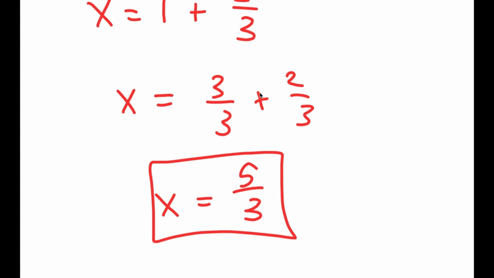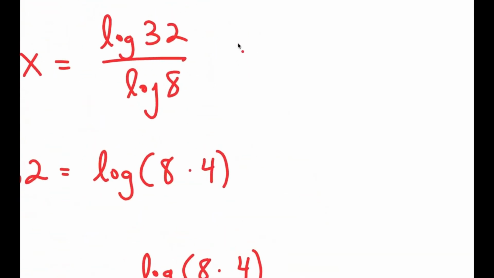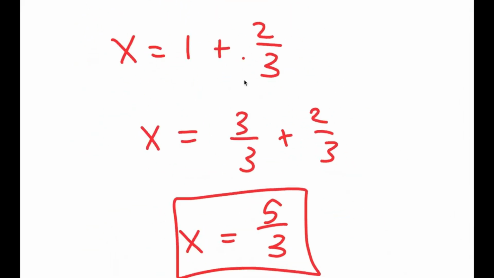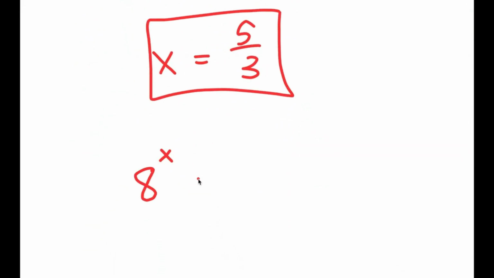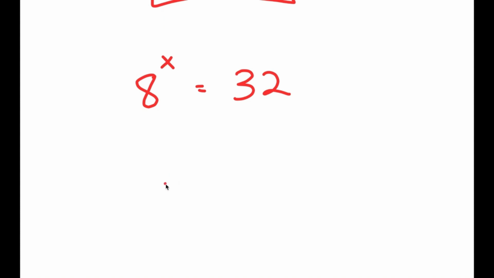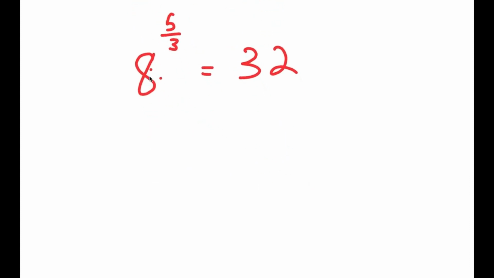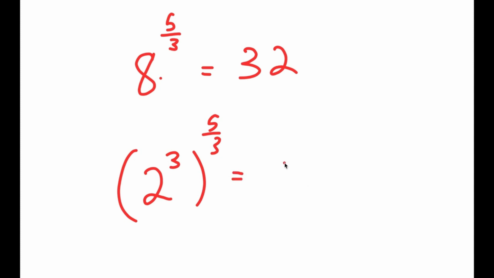Now, how do we know that this is the right answer? So, going back, we have 8 to the power of x equals 32, and we're plugging in 5 over 3. So we get 8 to the power of 5 over 3 is equal to 32. Now, 8 is the same thing as 2 to the power of 3. So I get 2 to the power of 3 to the power of 5 over 3 is equal to 32, and 32 is the same thing as 2 to the power of 5.